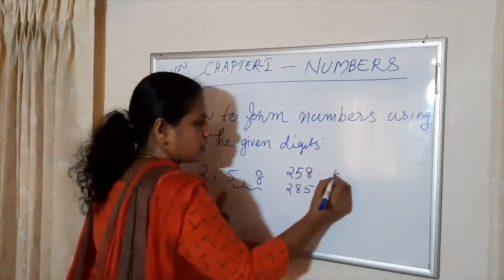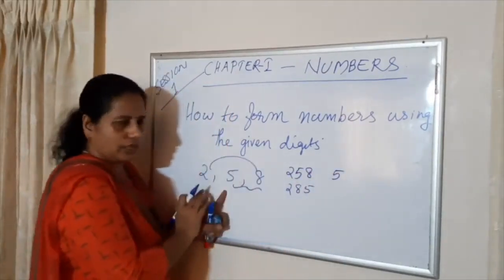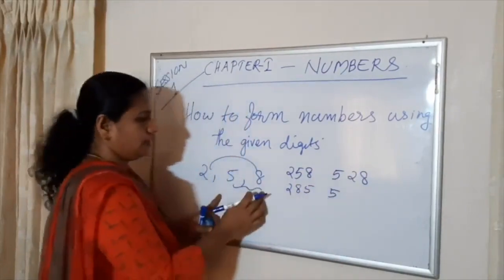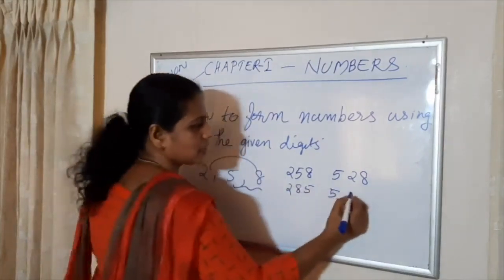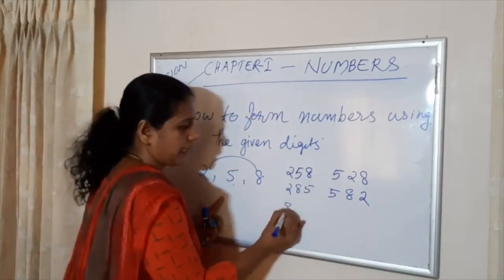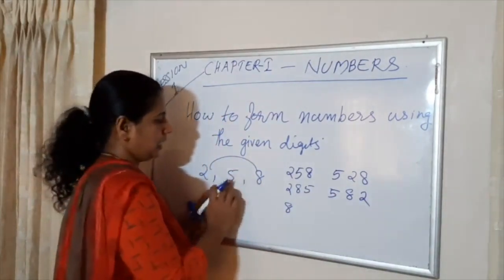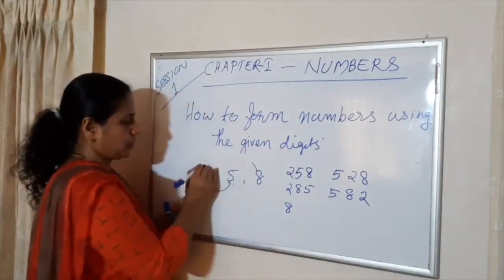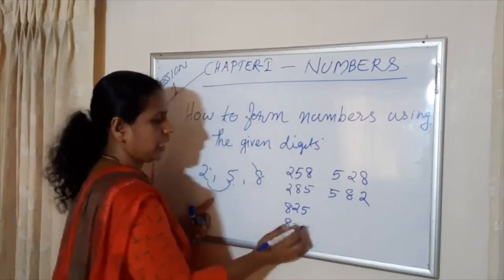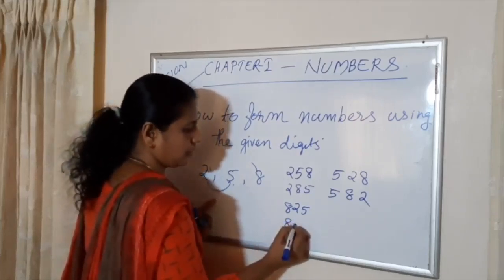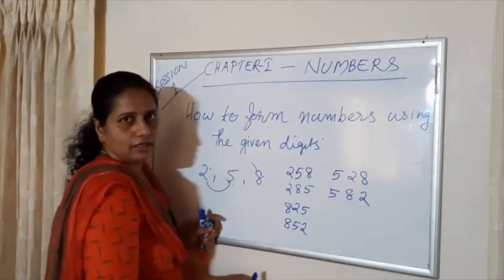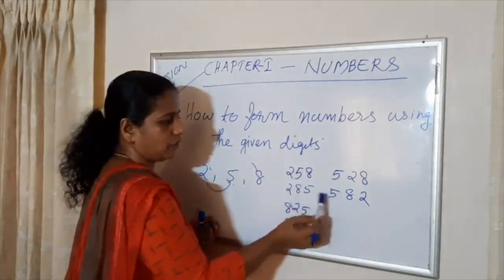Next, anyone? First you write 5. Next, take these two numbers, 28. Again write the same number 5, then first 8 and next 2, that is 582. The next one, you want to keep 8 first. After that, take the next two numbers, 2 and 5, that is 825. Similarly, write 8 and change 25 as 52. Now, how many numbers did you get? 1, 2, 3, 4, 5, 6.